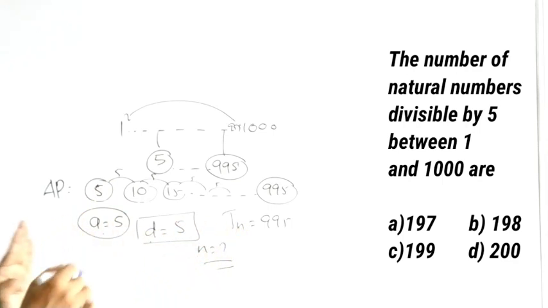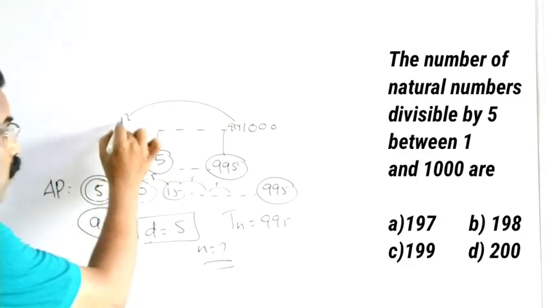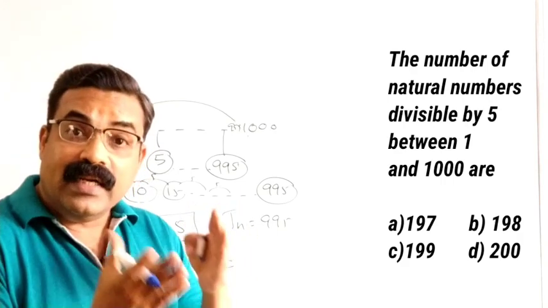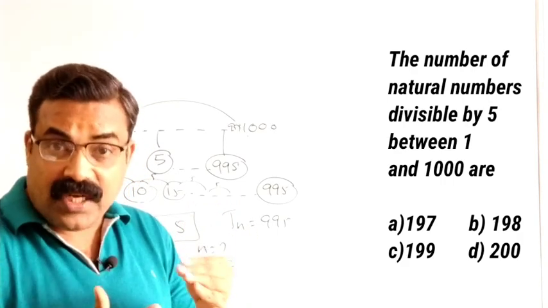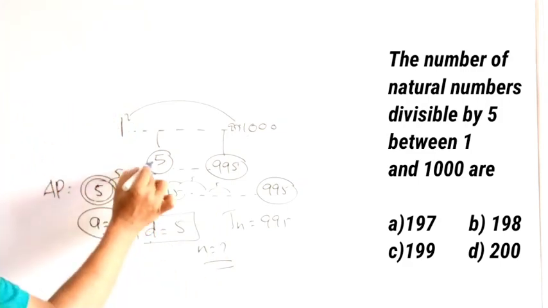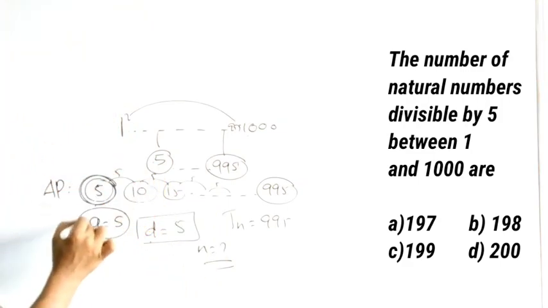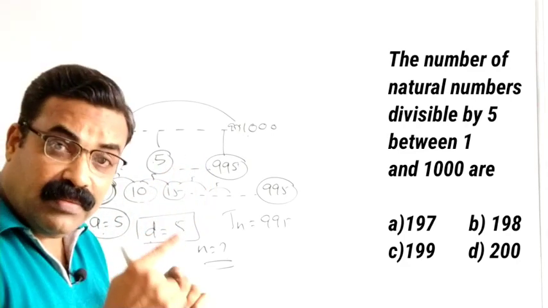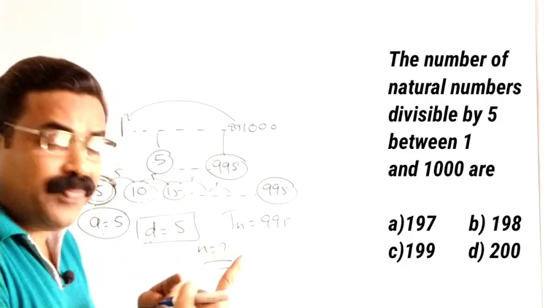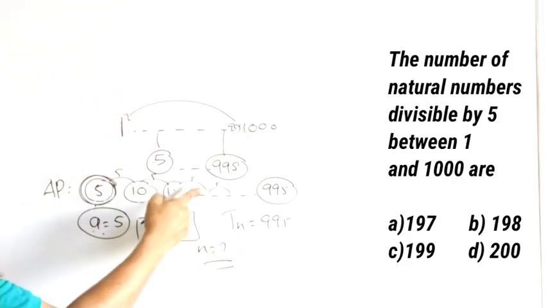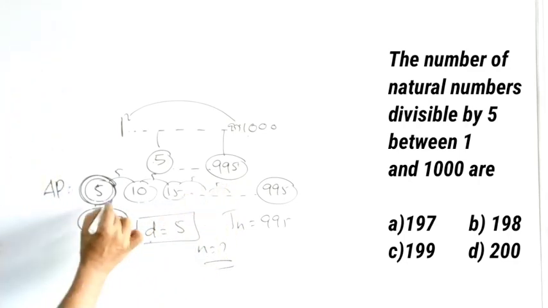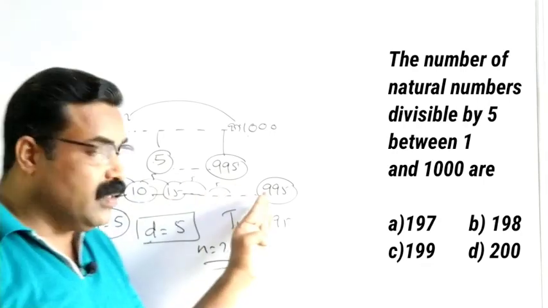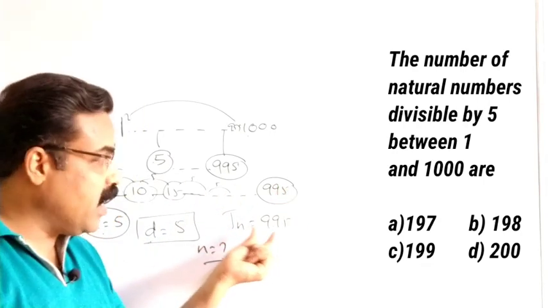What is A? A is the first term. Between 1 and 1000, we have to find out how many numbers are divisible by 5. The first number which is divisible by 5 is 5, so A is equal to 5. Divisibility by 5 means it is the multiplication table of 5, so after 5 come 10, 15, 20, 25, 30, and it goes like that. The difference between all these numbers will be 5, so D is 5. And the last number, the nth term, is 995.